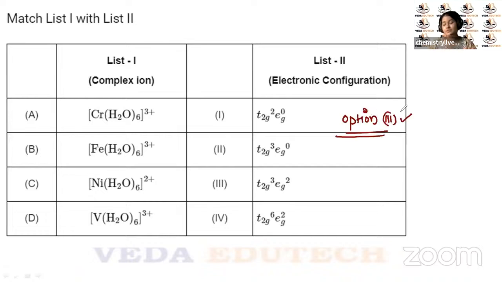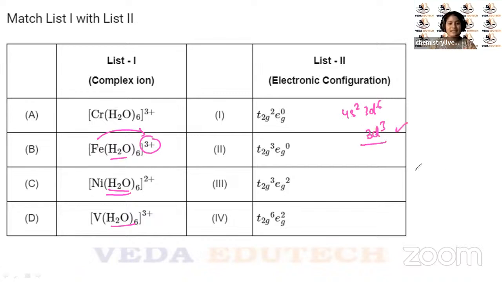Your answer is present in option 3, but for your convenience, I'm going to show you another one as well. Let us talk about nickel. As everything is H2O, children, it will be the charge whatever is given here. So Fe3+, that is 4s2 3d6. If you remove, it is going to be 3d3, right?